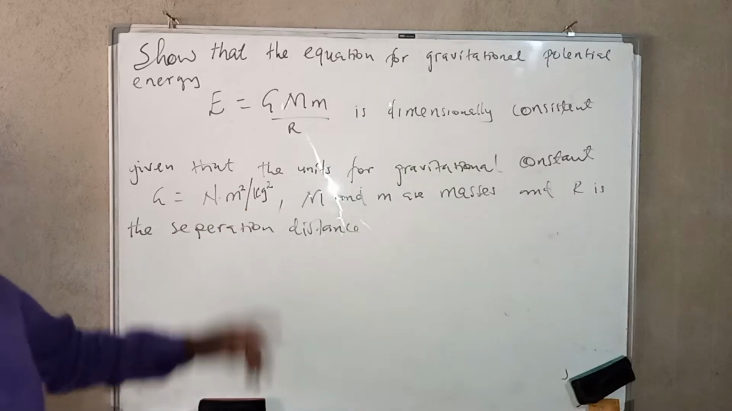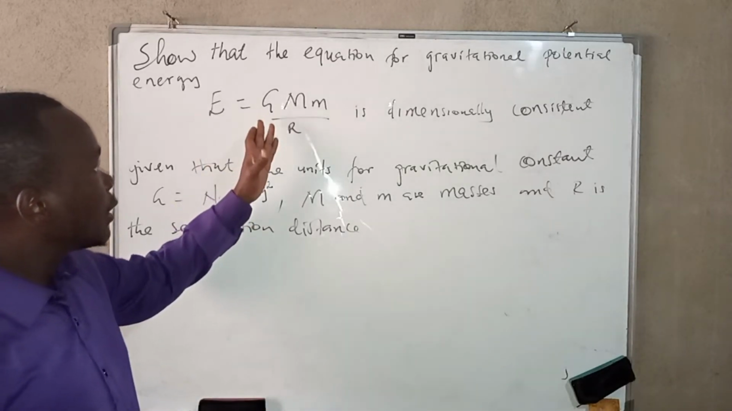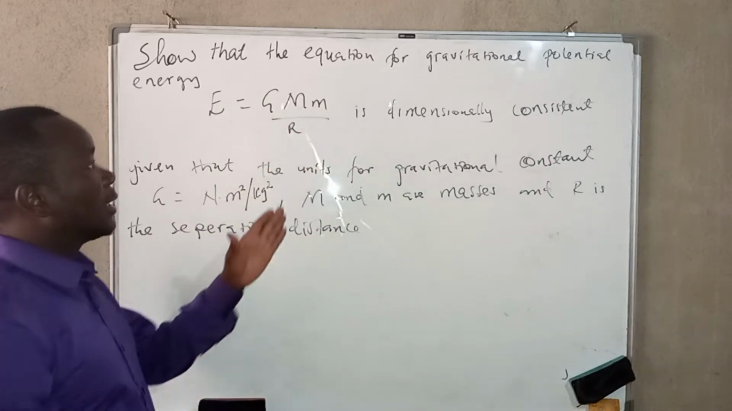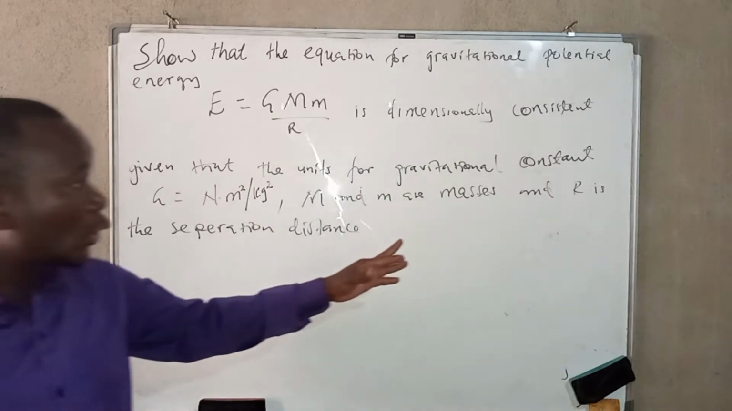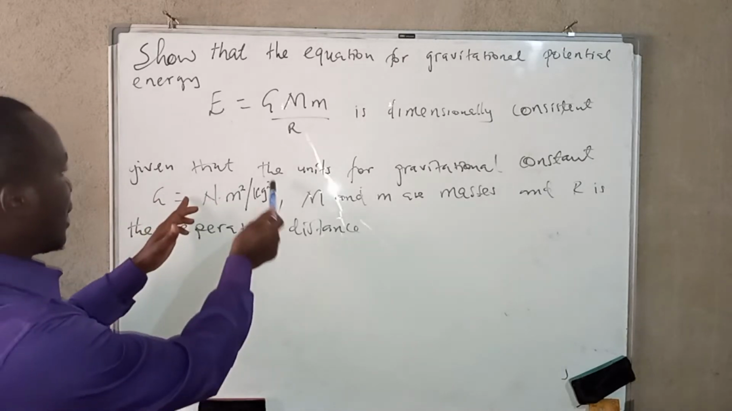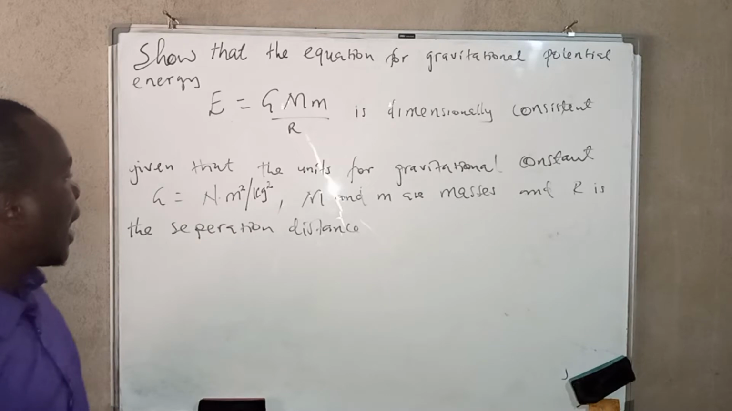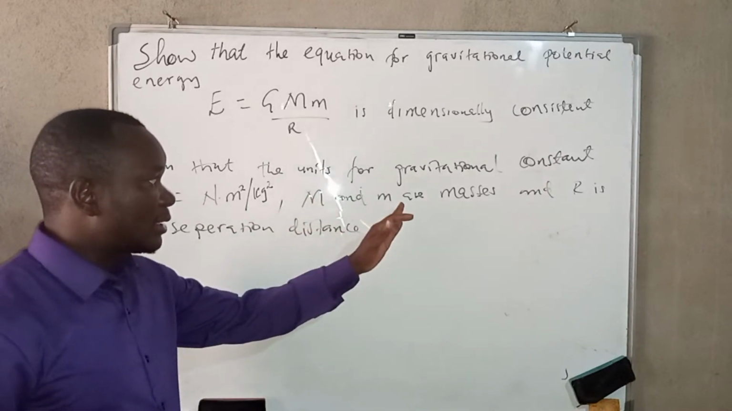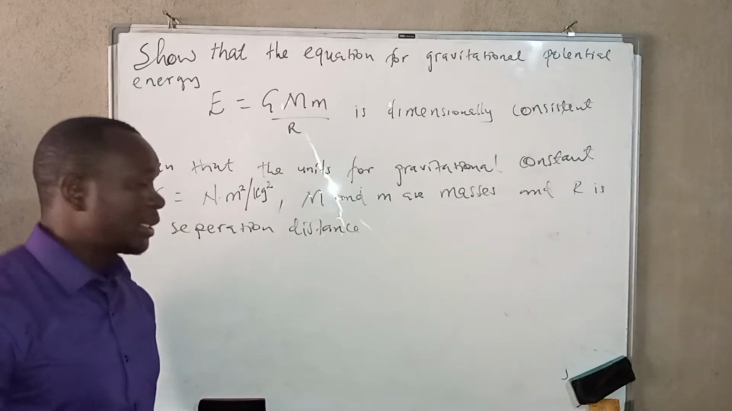The question says, show that the equation for gravitational potential energy, U equals G M m over R, is dimensionally consistent, given that the units for the gravitational constant G are Newton meter squared per kg squared. M and m are masses and R is the separation distance.